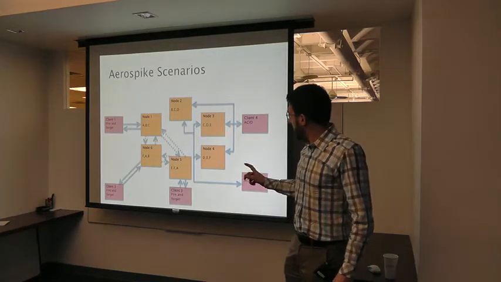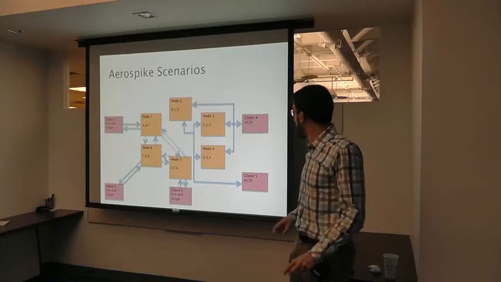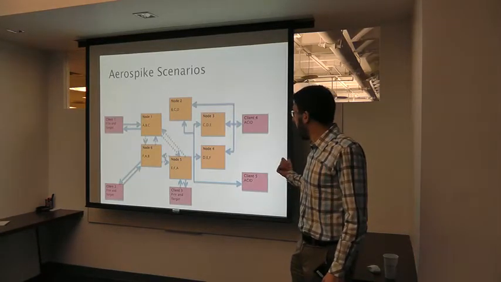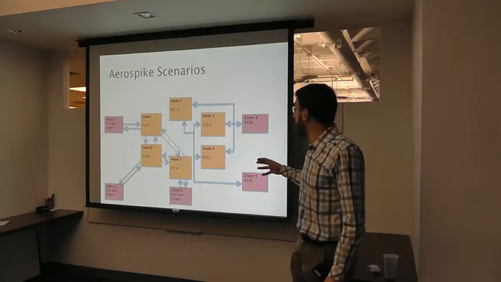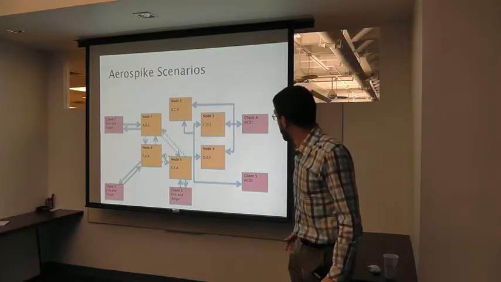Aerospike, again, is simpler to describe. It works just like Cassandra when running in fast mode. For its writes, for the reliable mode, it actually has ACID semantics. So it does distributed transaction commits in all the nodes and behaves in an ACID way.